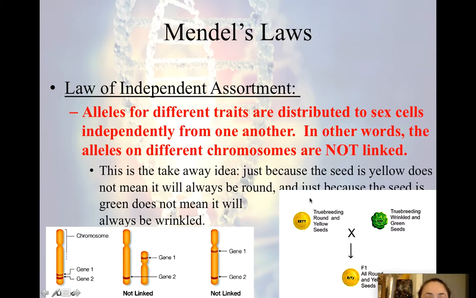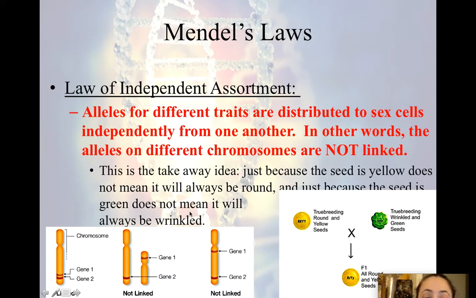The third of Mendel's laws is the law of independent assortment, and we explored that as well when we were learning about meiosis. This law states that alleles for different traits are distributed to sex cells independently from one another. So in other words, simply stated, alleles on different chromosomes are not linked. So to sum it up simply, genes are not linked. We know today that they're linked, but this is something that Mendel had concluded. So this is the takeaway idea.